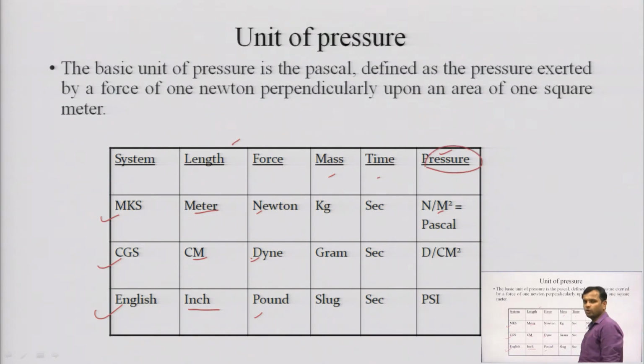So, when we talk about pressure, the very general and basic unit of pressure is Newton per meter square, which is called 1 Pascal.